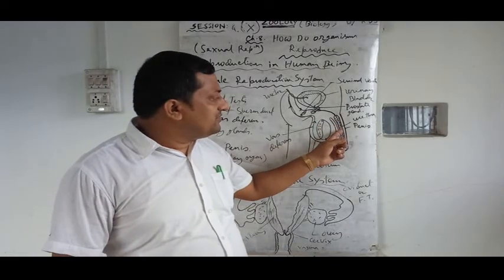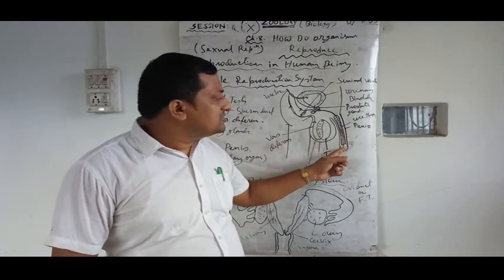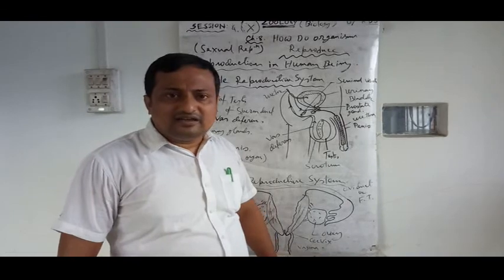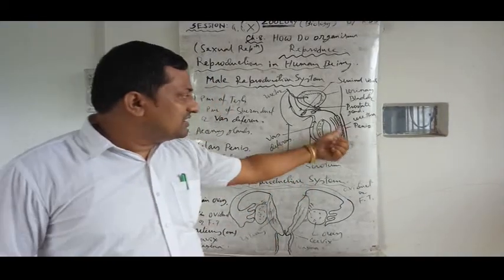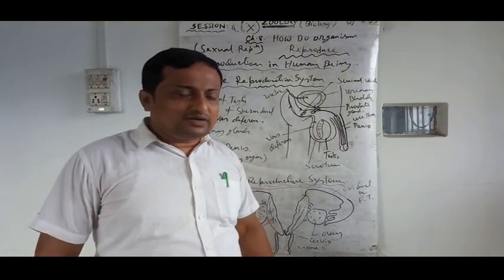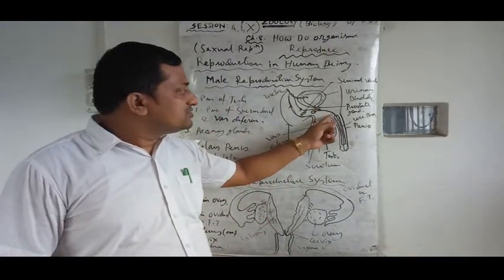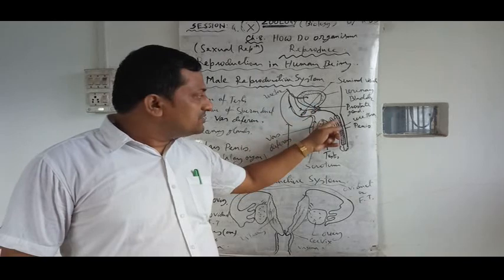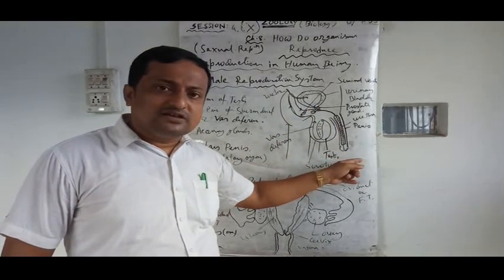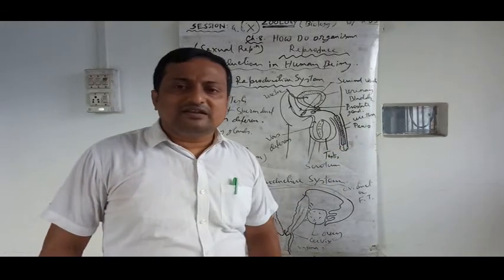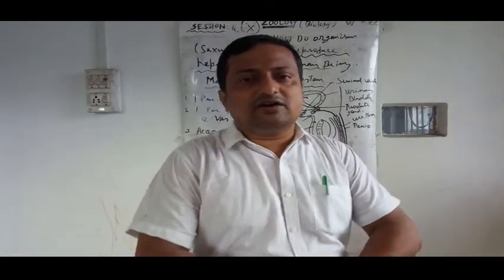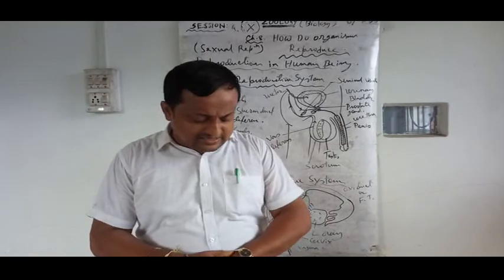Then, by uniting with the urethra from the urinary bladder, it goes out through the penis. Next, the glans penis, a copulatory organ, is present. Because of the urogenital system, urine goes out through the penis, and sperm also goes out through the same part, the penis, at the time of sex. So that's all about the male reproductive system.